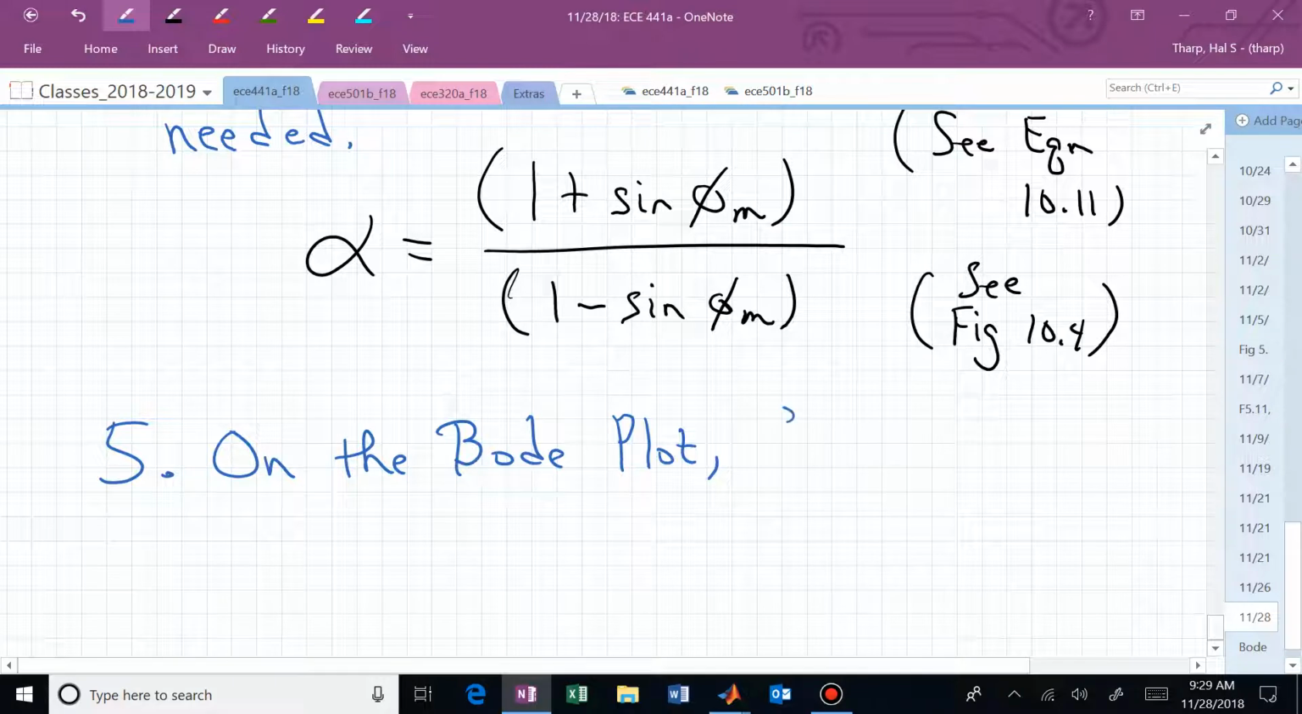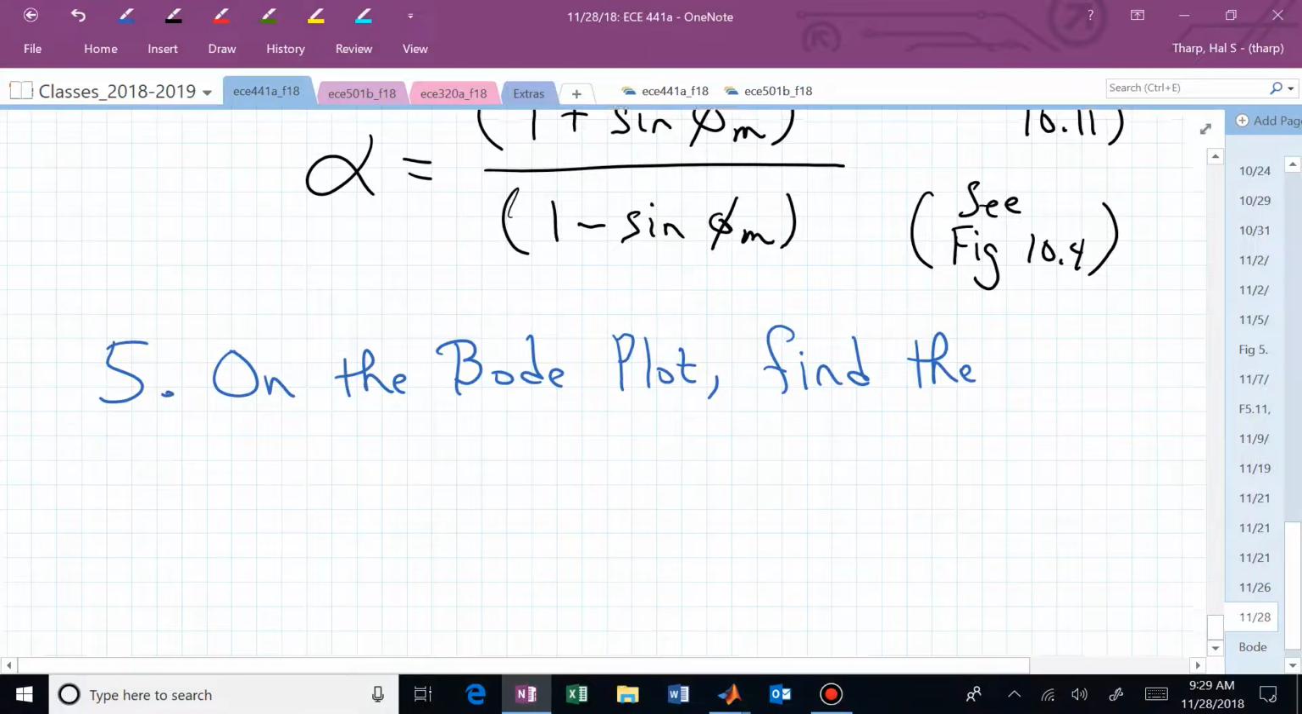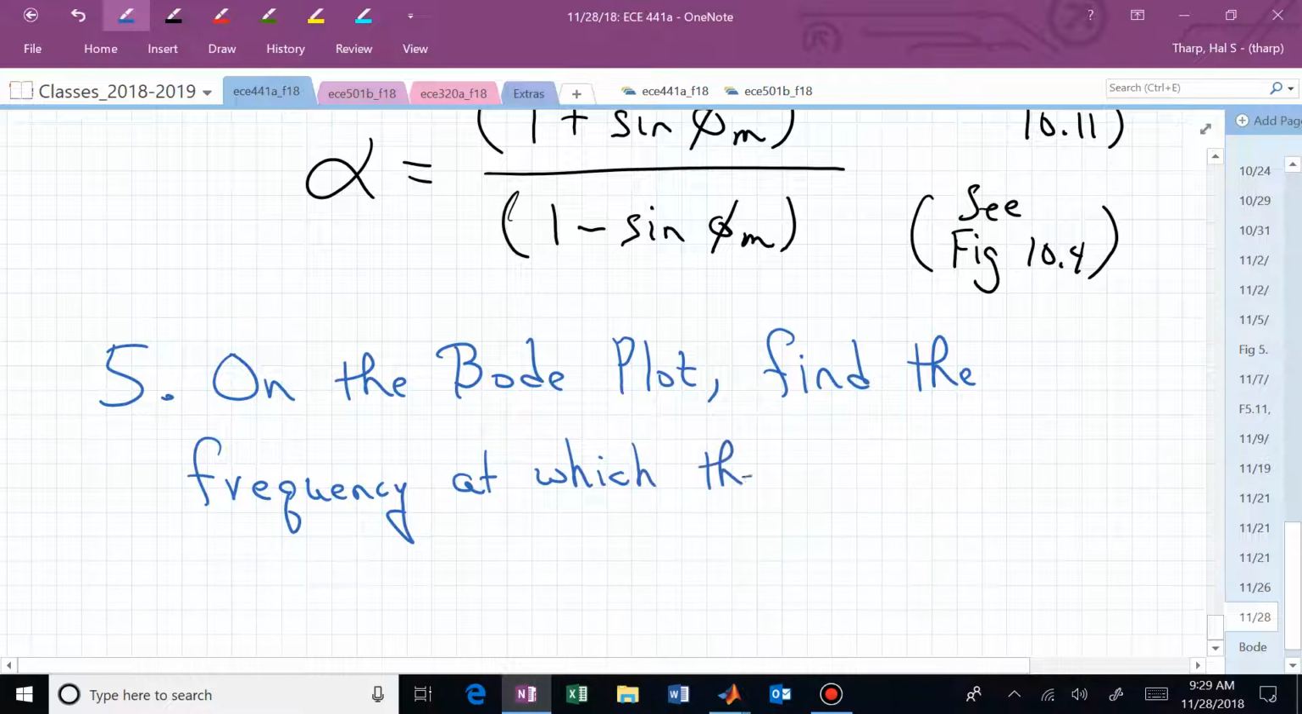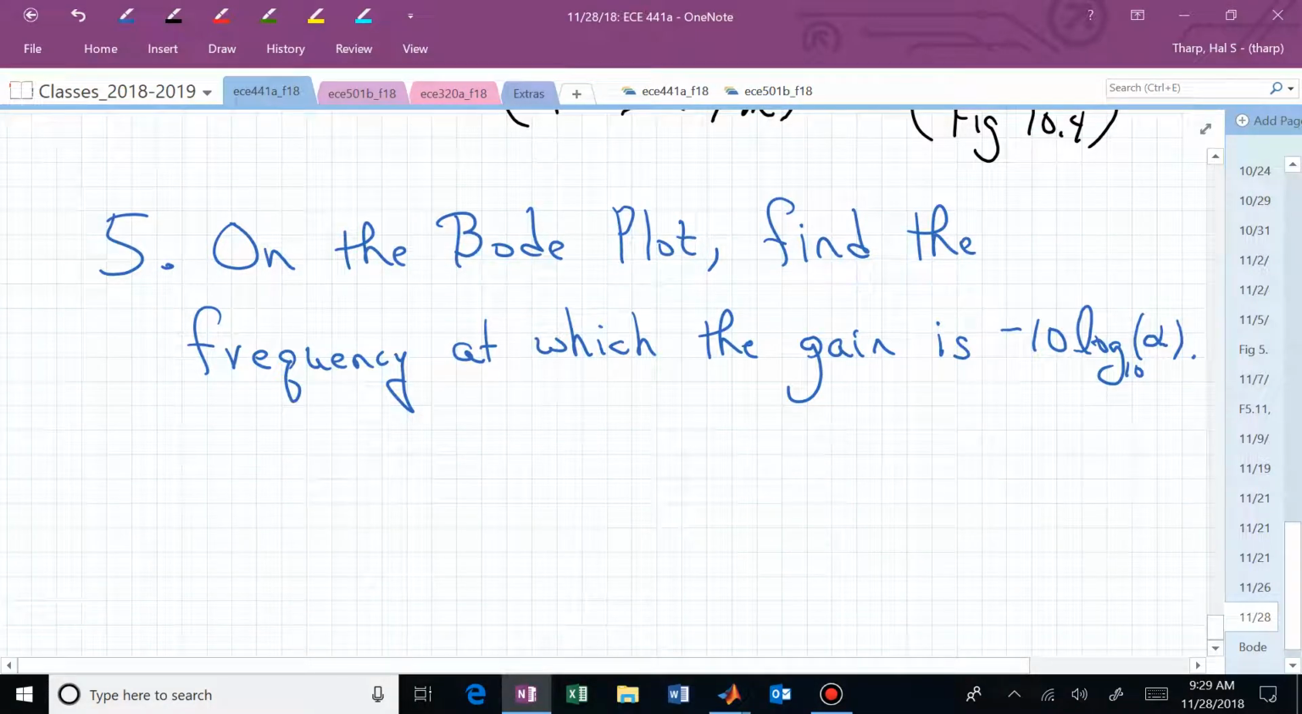So on the Bode plot, find, or I should say, the magnitude that's created halfway between those two in terms of shift. Find the frequency at which the uncompensated gain curve is actually equal to minus 10 log of alpha, and that's base 10 log. You've just found alpha in step 4. You now take the log of that, base 10, and scale it by minus 10.